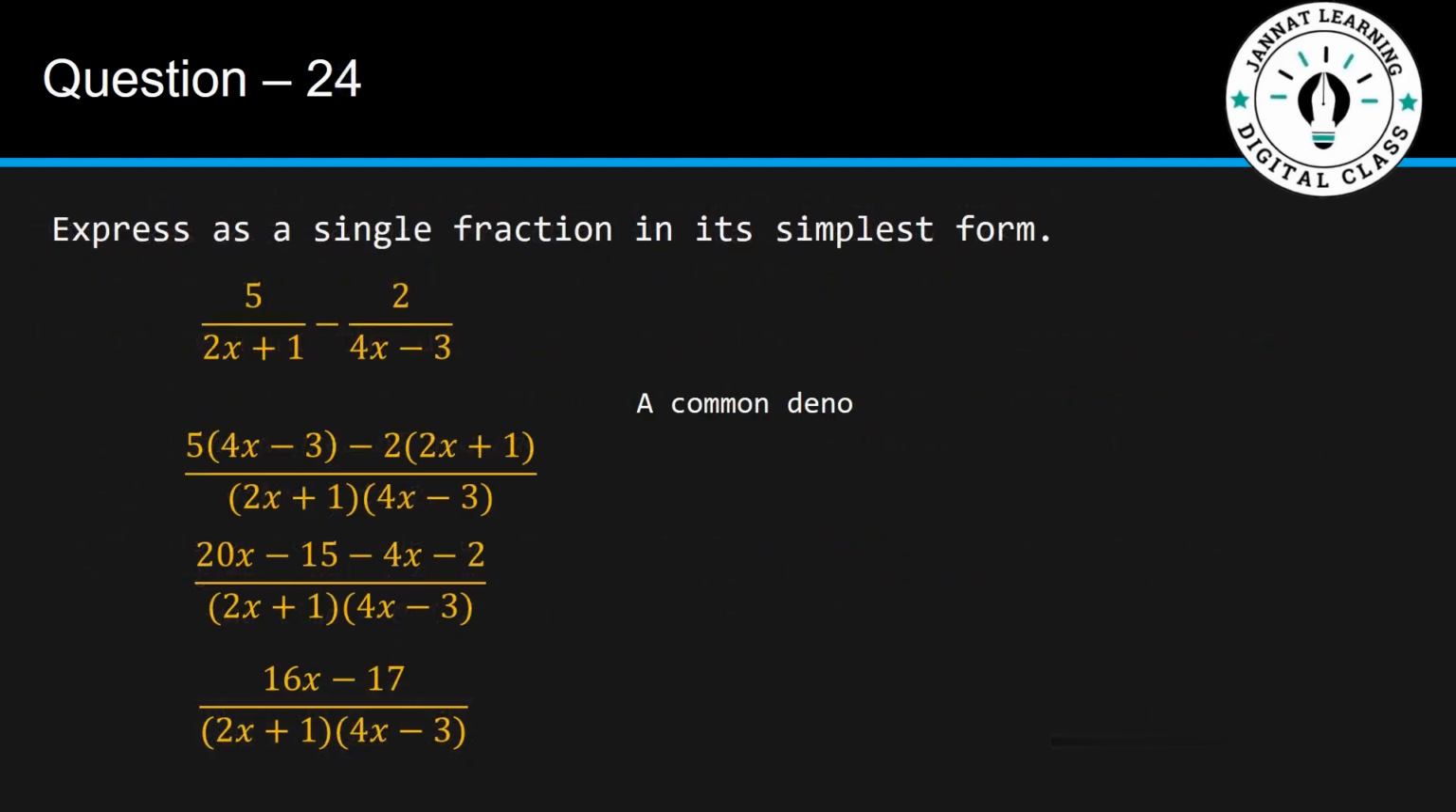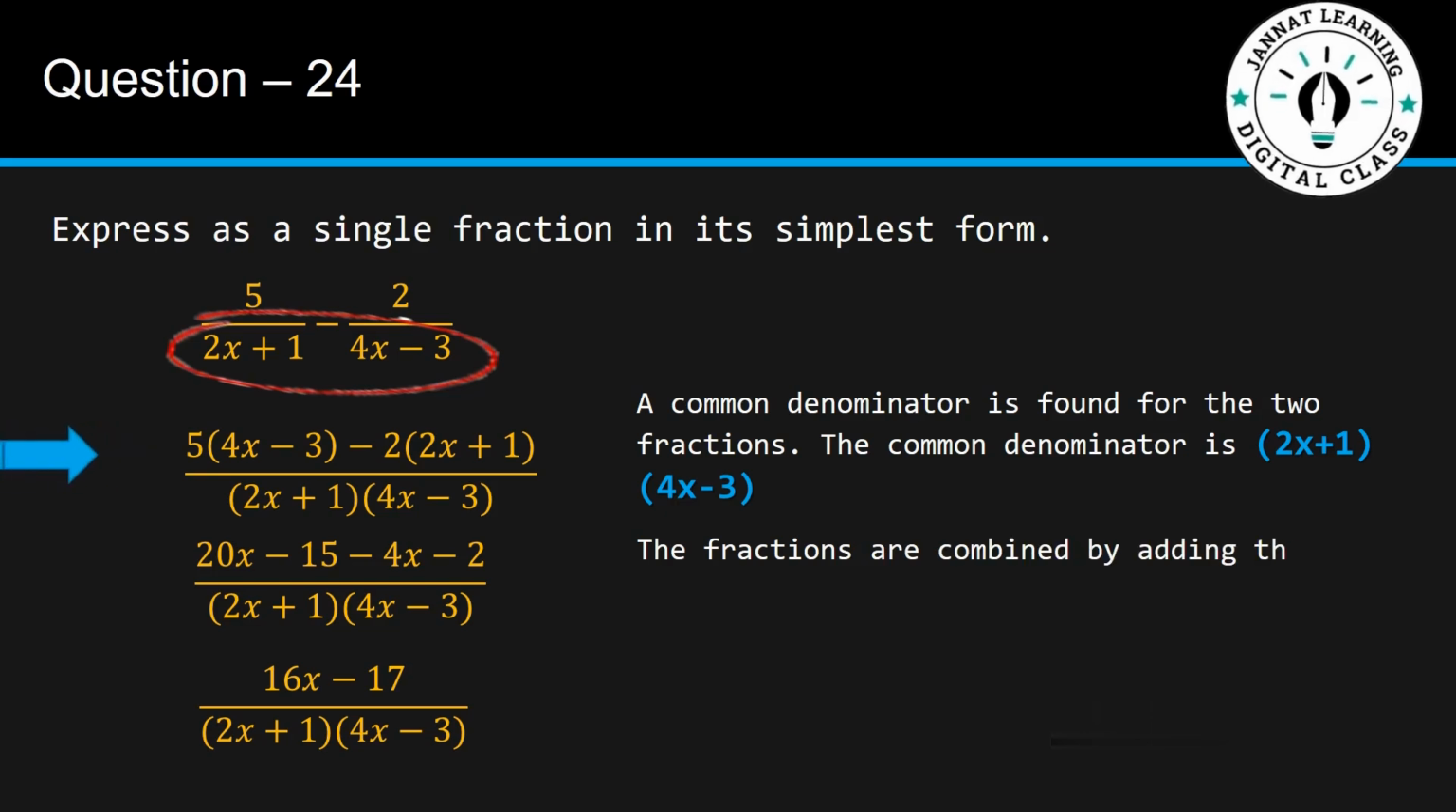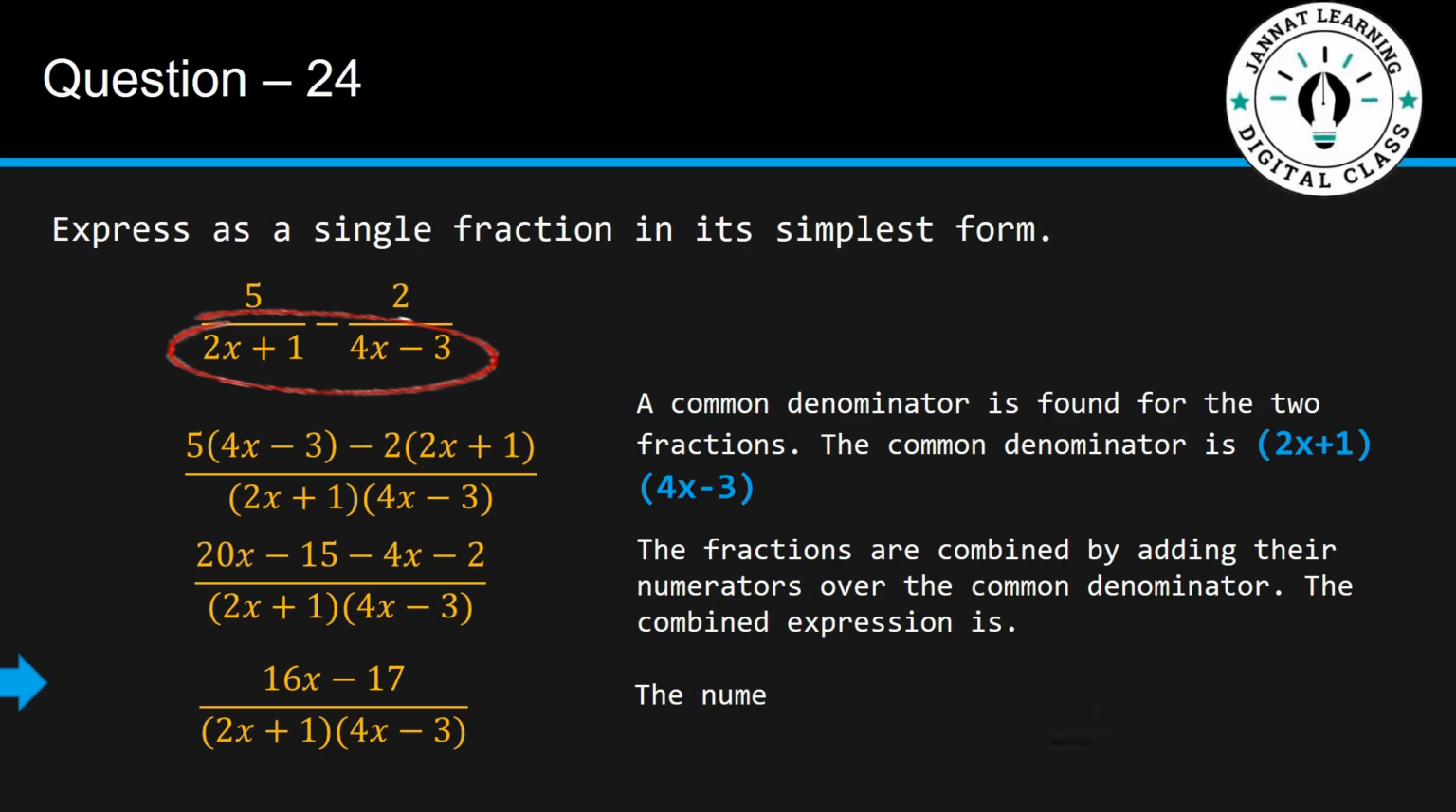A common denominator is found for the two fractions. The common denominator is (2x plus 1) multiplied by (4x minus 3). The fractions are combined by adding their numerators over the common denominator. The combined expression's numerator is expanded and simplified.